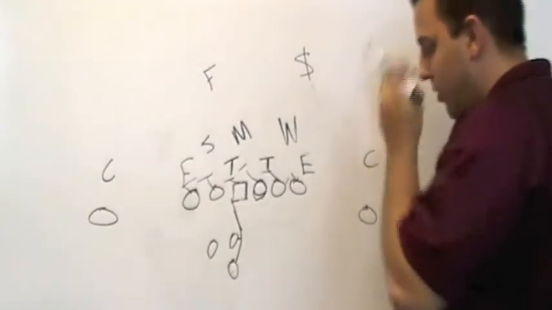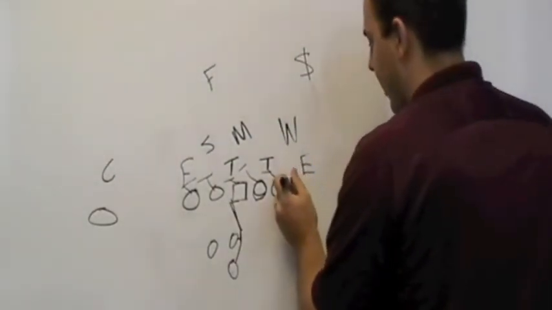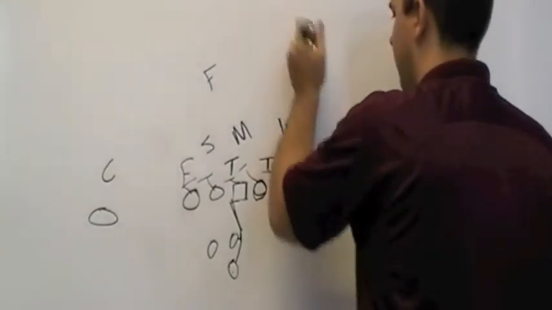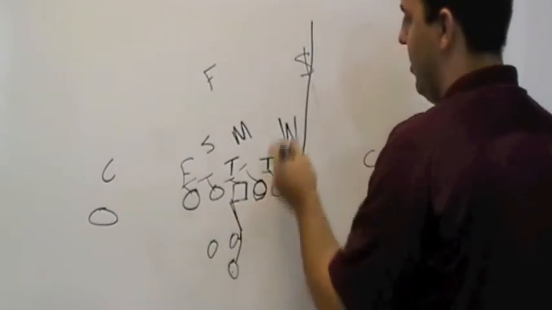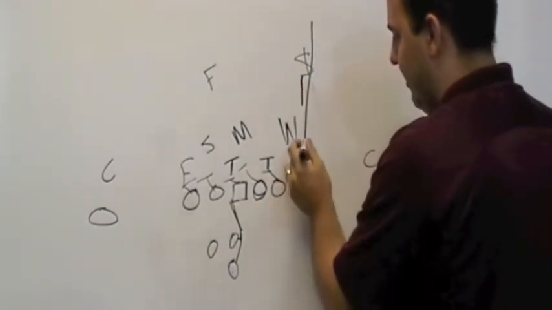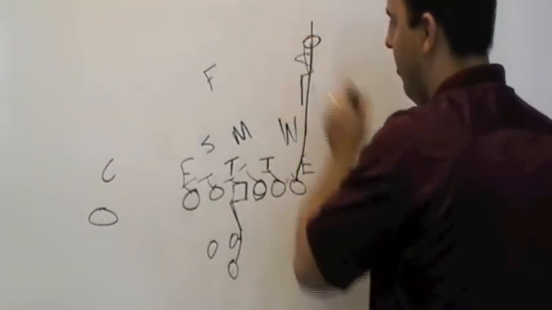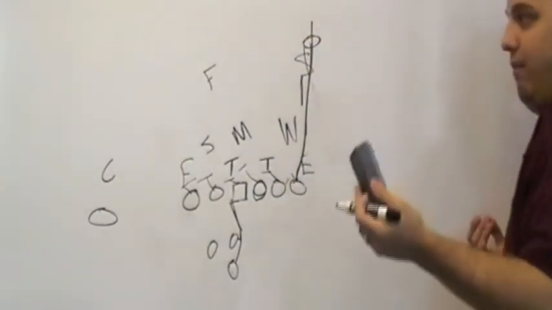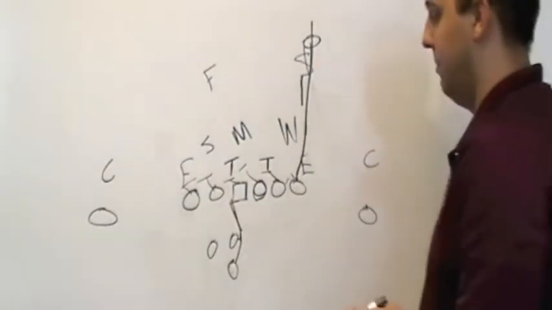So what you can do is you set this mesh point here, just like we had before, and instead of running the stick route here, now you run a seam route. And if you catch this guy with his eyes in the backfield watching this, he's going to be coming forward, not paying any attention to this tight end. You're going to be able to get the tight end behind him, hit him at 15 or 20 yards depth, and he's going to have nobody anywhere near him to be able to make a tackle, and it's going to be a really big play.